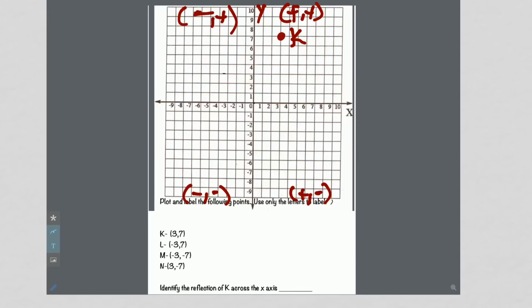So go ahead and plot the rest of these, and then you're going to be asked to find the reflection of K across the x-axis, or to identify, okay? So remember, if it's across the x-axis, the reflection of K is going to be somewhere, here's the x-axis, going to be somewhere over here, okay? The x is the same and the y is the opposite. So go ahead and write down what letter is the reflection after you plot those points.